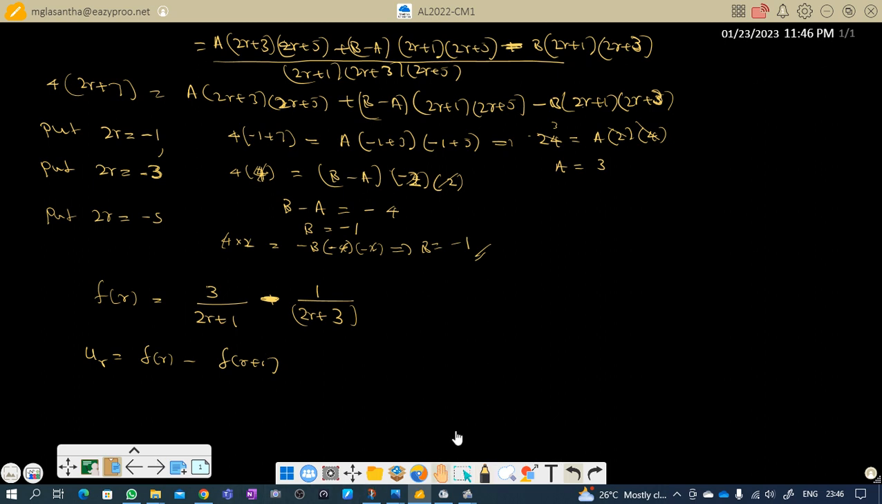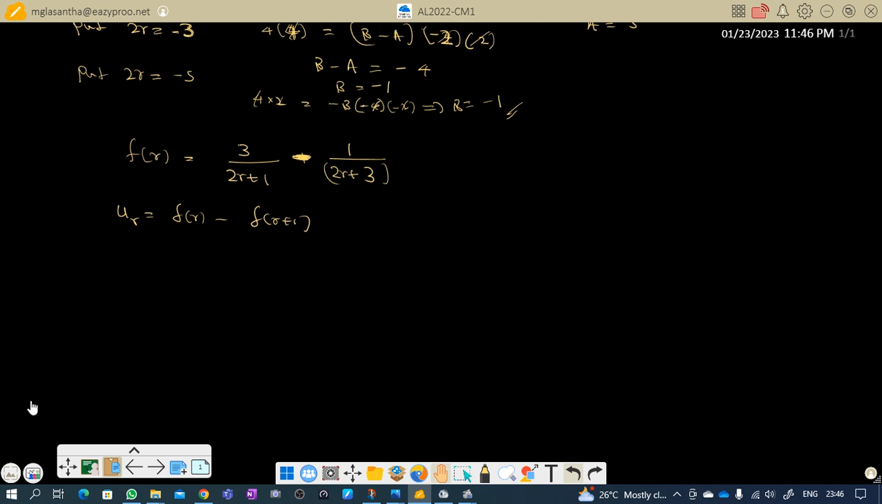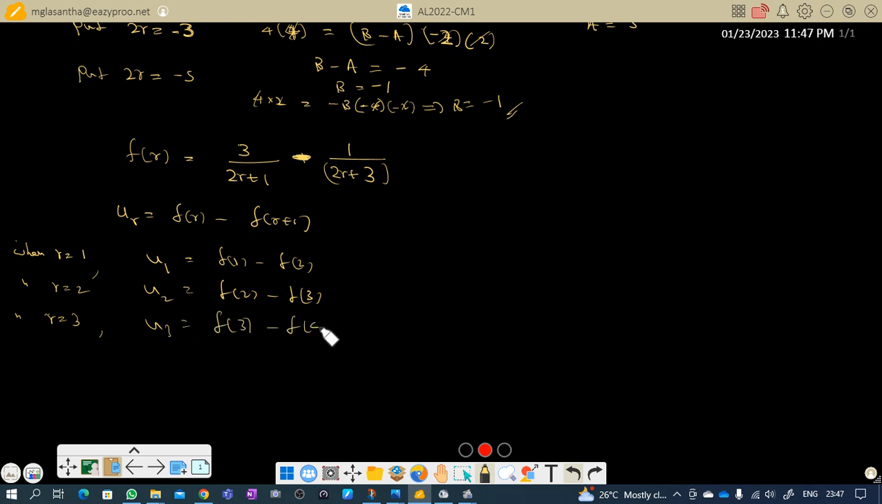If you put values for this identity, you can find sigma UR. When R equals 1, U1 equals F1 minus F2. When R equals 2, U2 equals F2 minus F3. When R equals 3, U3 equals F3 minus F4. Like that you go on. Then when R equals N, UN equals FN minus FN plus 1.